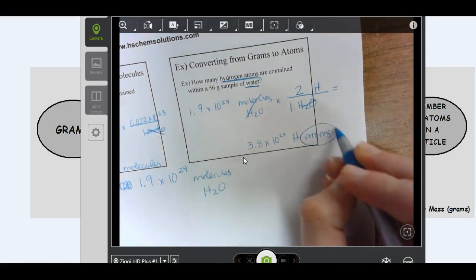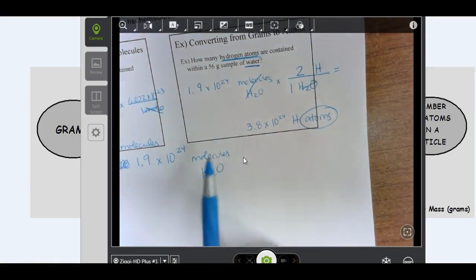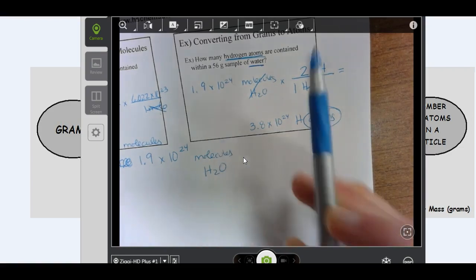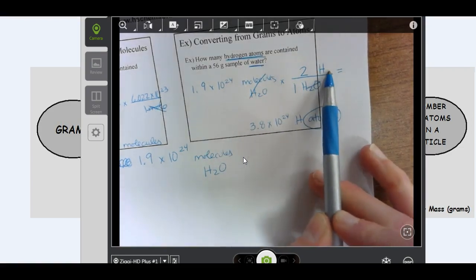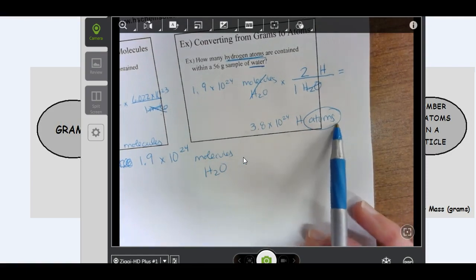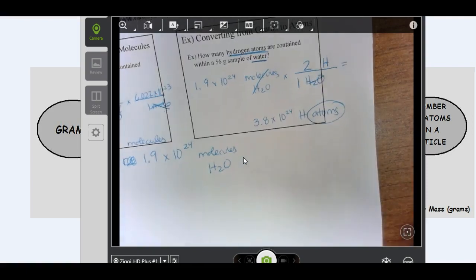So this word right here you'll have to be careful with. If you're talking about water, water's a molecule. So that number represents the number of molecules. If we're talking about hydrogen, it's an atom. So that represents the number of hydrogen atoms inside those water molecules.